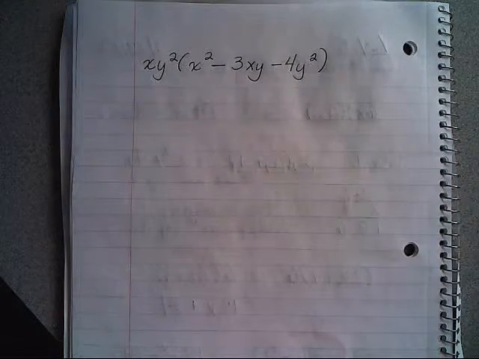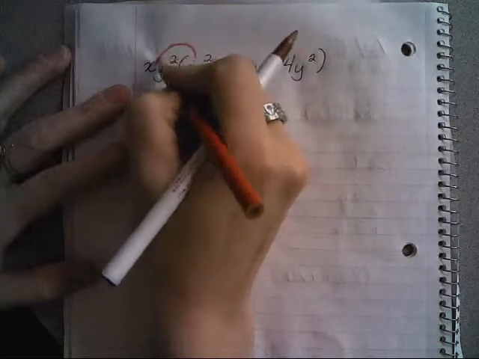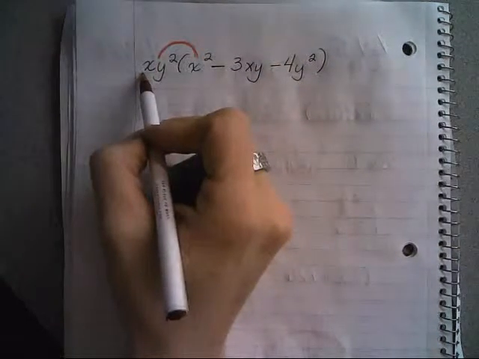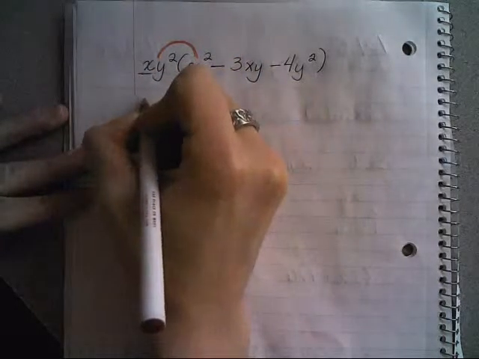Same exact process. First one, x squared and xy squared. What is the product? First, let's multiply our x's. X times x squared is what?